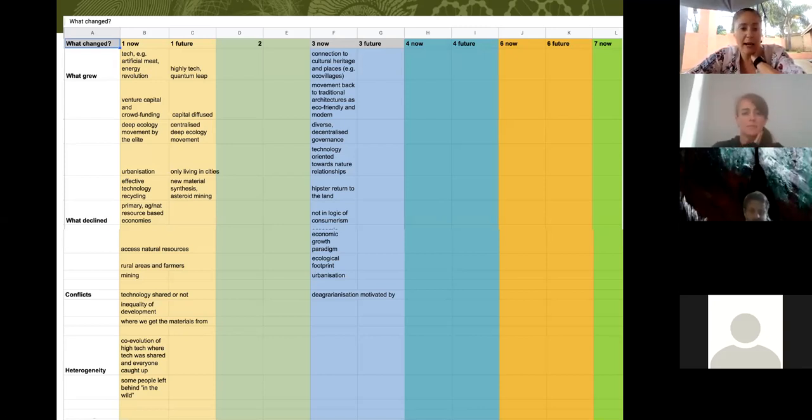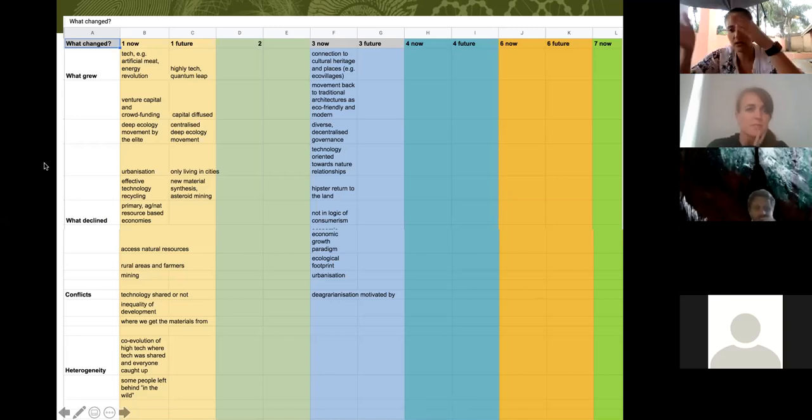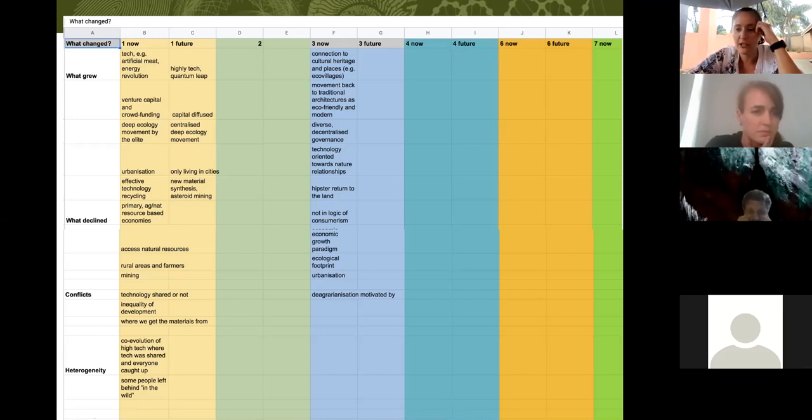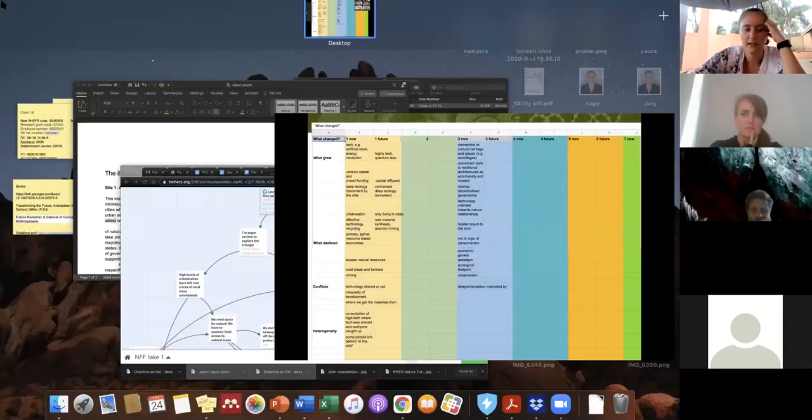You need a lot of venture capital and crowdfunding. You probably also need trends in urbanization to happen at the same time as a deep ecology movement, right? So there's this combination of factors. What needs to decline is direct access to natural resources, mining, agrarianization, all of those things that are keeping people on the land. You'd see a decline in that happening if you were going to be in these very separate kinds of worlds. And so the idea is to build up these sorts of pathways going forward.